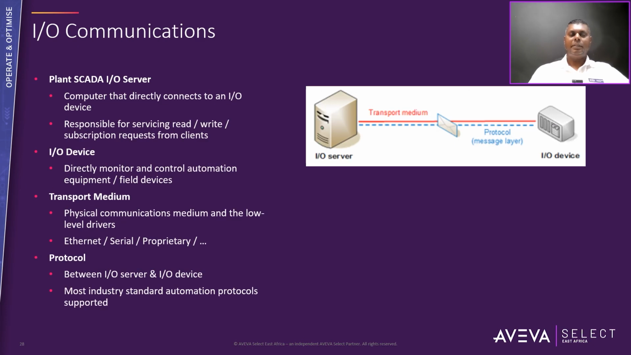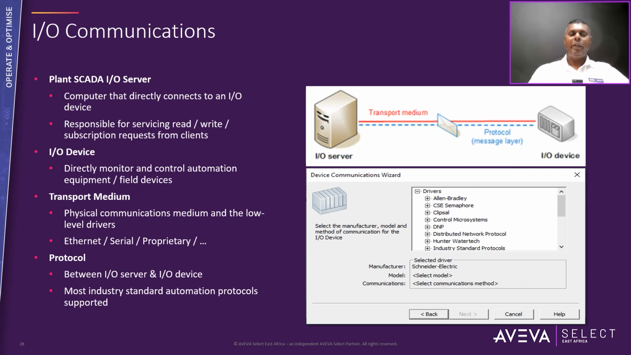I/O devices. Plant SCADA can communicate with any control or monitoring I/O device that has a communication port or data exchange interface, including PLCs (programmable logic controllers), loop controllers, barcode readers, scientific analyzers, remote terminal units, and distributed control systems. In a Plant SCADA system, I/O device communications typically consist of four key parts. The Plant SCADA I/O server.